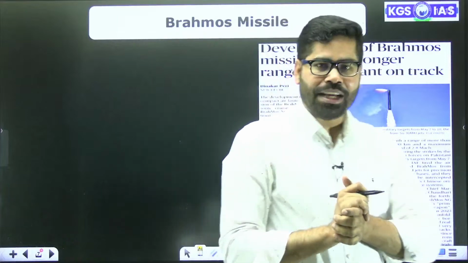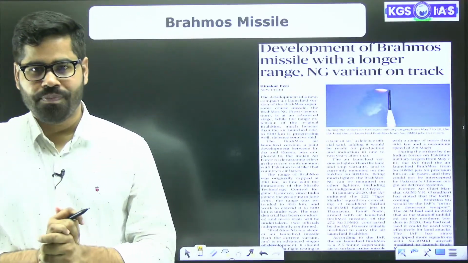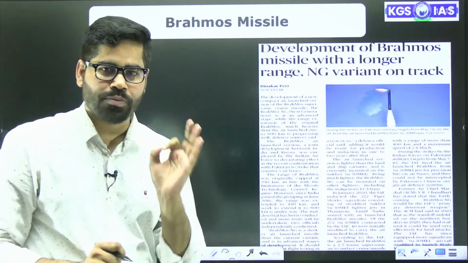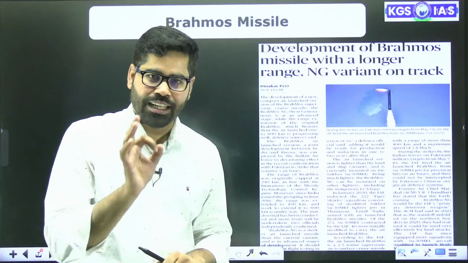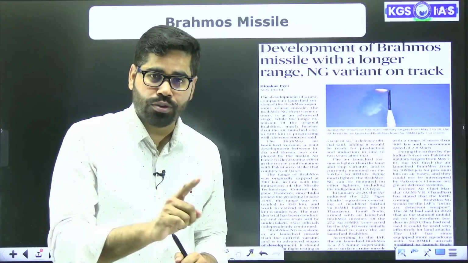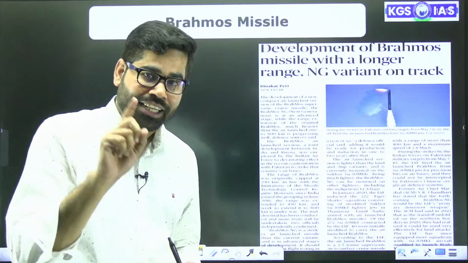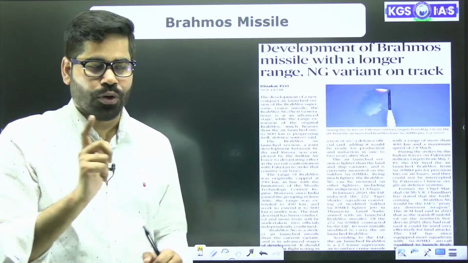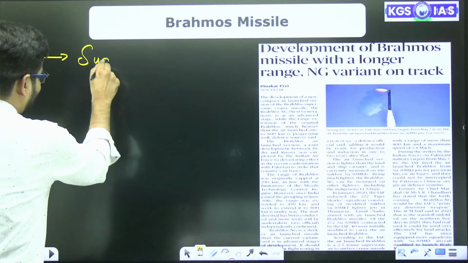Now coming to the main topic, and that topic is Brahmos missile. So today we will see all the different dimensions of this Brahmos missile. It is one of the most debated, most important missiles of India. Right now it has been in the news also. It is also a collaboration between India and Russia, and there is an increasing demand of this missile from across the world.